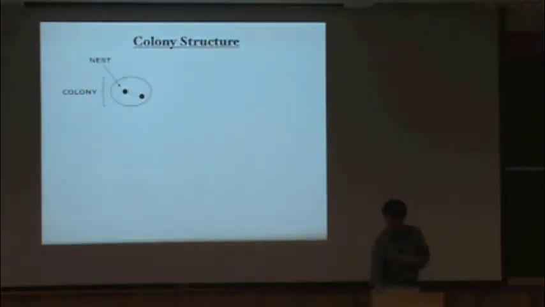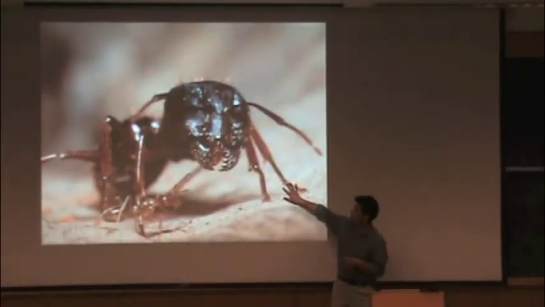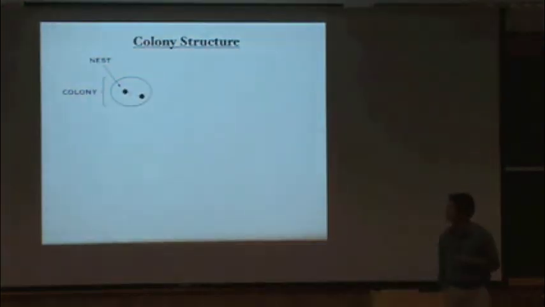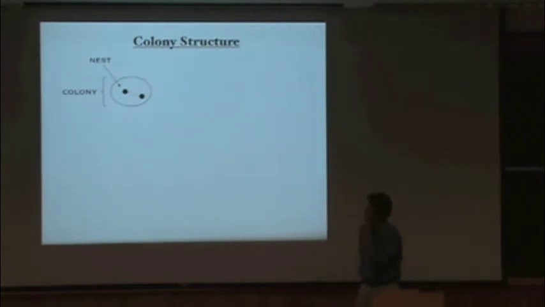Okay, so how is it that Argentine ants can exert such a strong influence on these seemingly tough native species? And the answer lies in the Argentine ant's colony structure. When we think of an ant colony, we typically think of something like this cartoon example here, where there's a colony that occupies a discrete habitat or territory in space. And there may be a nest, or in this example, there are two nests that comprise this colony.